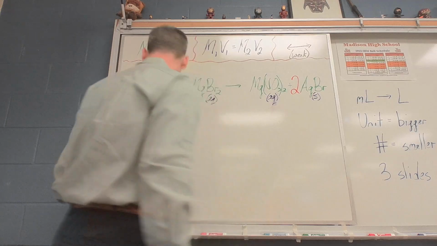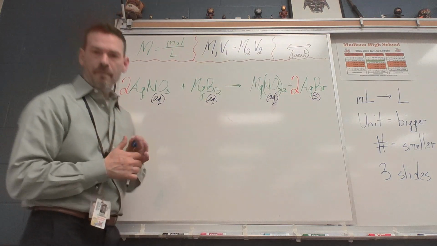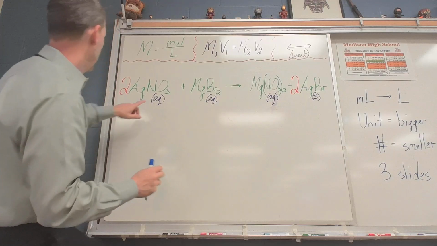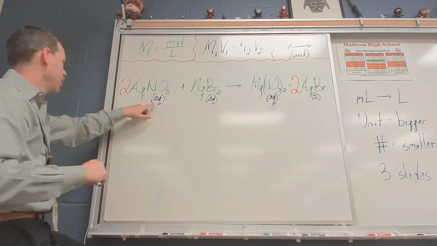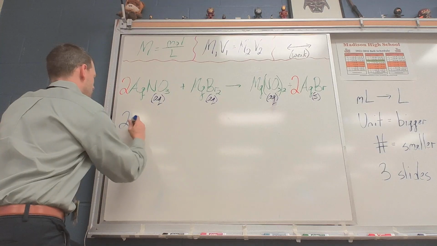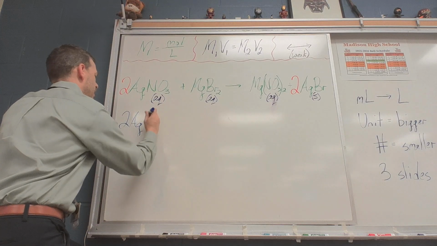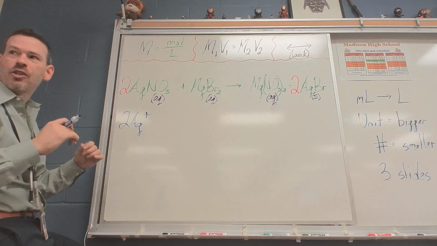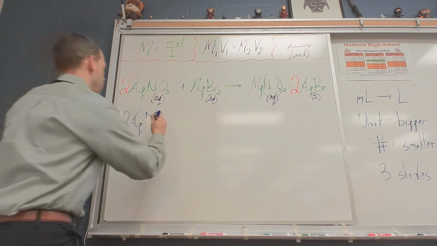Very good, very good. All right, let's go complete ionic. If it breaks apart, break it apart. Aqueous, it does dissociate, so here we go. There are 2 silvers, so there's going to be 2 silver ions. When it dissociates, it floats around as an ion. And 2 nitrates.